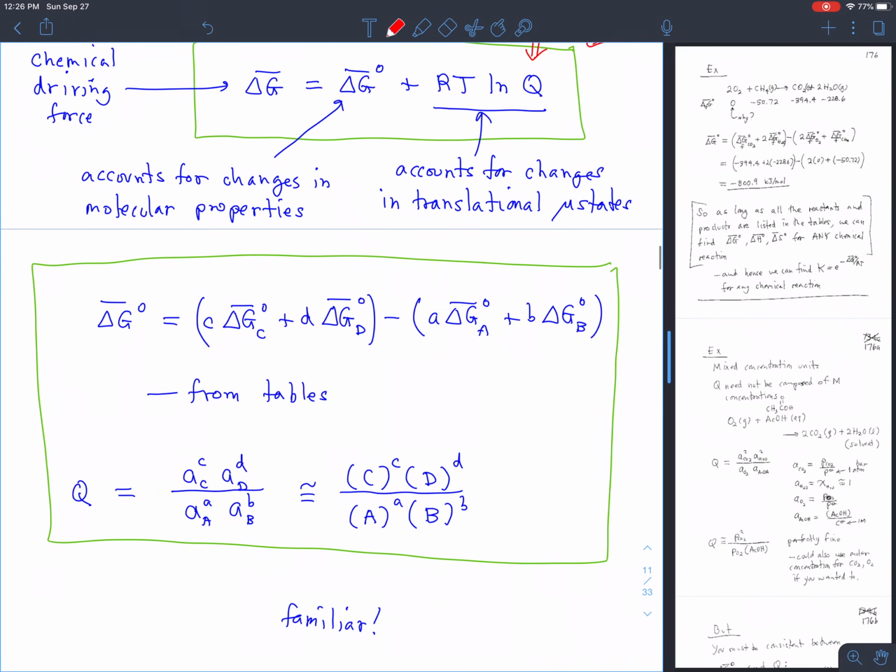We also looked at the relationships for the standard state Gibbs free energy, that is the driving force that exists when all the reactants and products are at their standard states, and we'll talk a little bit more about what those standard states are later today.